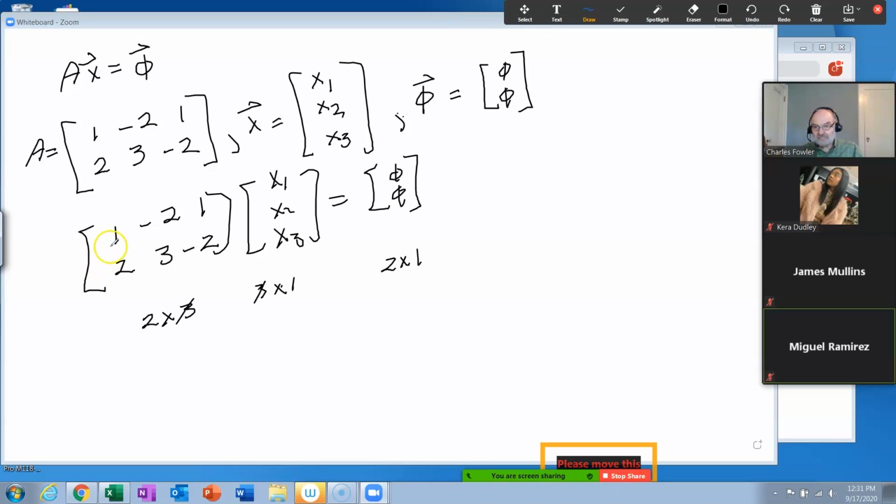Now let's see if our computations work. This element here can be represented by this one element here, first row by first column. That would be x sub 1 minus 2x sub 2 plus x sub 3 is equal to 0. Goodness gracious, I can't get that to draw well. There it goes.